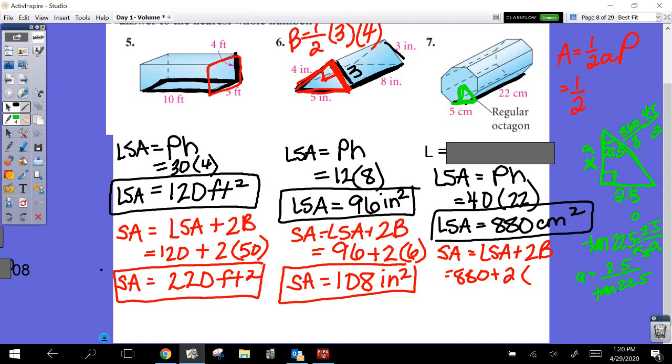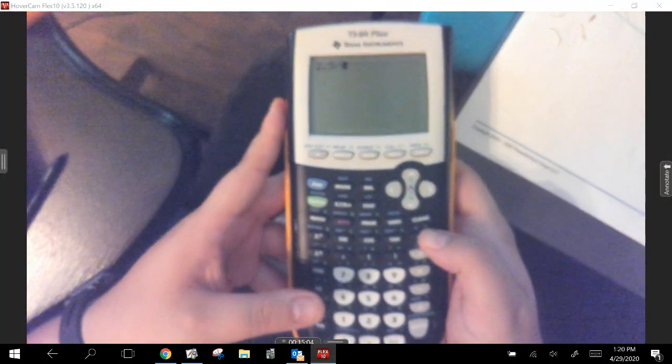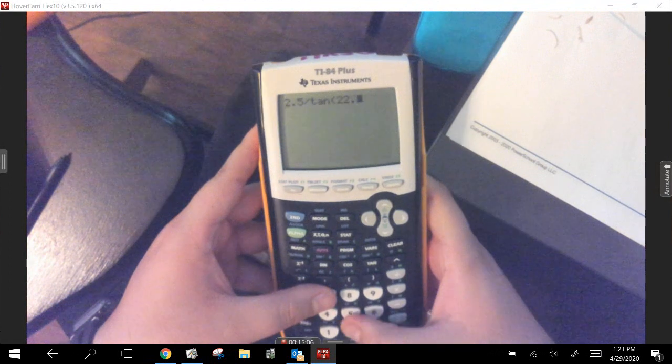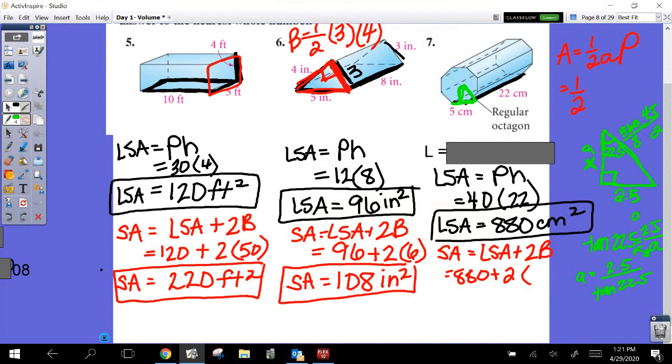Alright, so I'm going to put my calculator in degrees and then do, I wish I had the calculator to show y'all what I'm doing, but it's going to be 2.5 divided by, oh, you know what? I do. There you go. Okay. 2.5 divided by tan of 22.5. And that's going to give me 6.036, rounding it. Okay. So my A is going to be 6.036.